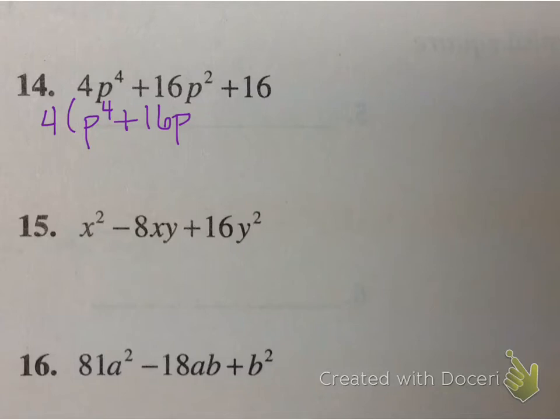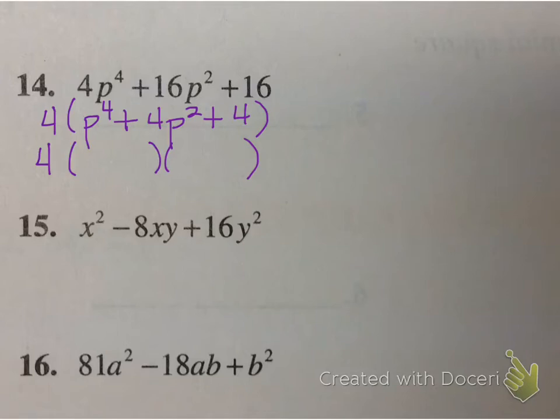Oops, got a little crazy there. I didn't factor out my 4. It would be 4 times p to the fourth plus 4p squared plus 4. So we did a GCF there, but now we need to factor completely because that trinomial will probably break down. Now, it's not a for sure thing that it'll break down, but you still want to investigate that possibility.